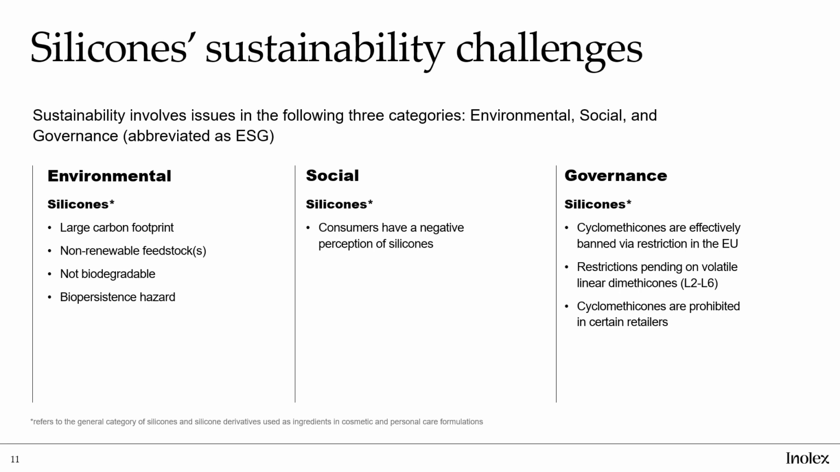Most notably in the European Union, cyclomethicones have been effectively banned in cosmetics by way of restriction. So the use of cyclomethicones like D5 is restricted to practically useless levels in cosmetic products. And there's also pending regulatory action for further restriction of the linear volatile dimethicones. These include things like trisiloxane and hexamethyldisiloxane. And in response to that, retailers are also beginning to ban certain silicones on their shelves, particularly the dimethicones and the cyclomethicones that are prohibited by regulation. The net effect of this, of course, also makes consumers have concerns.